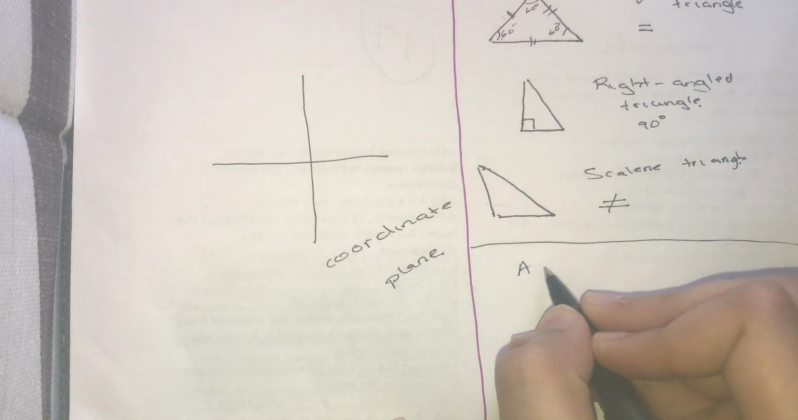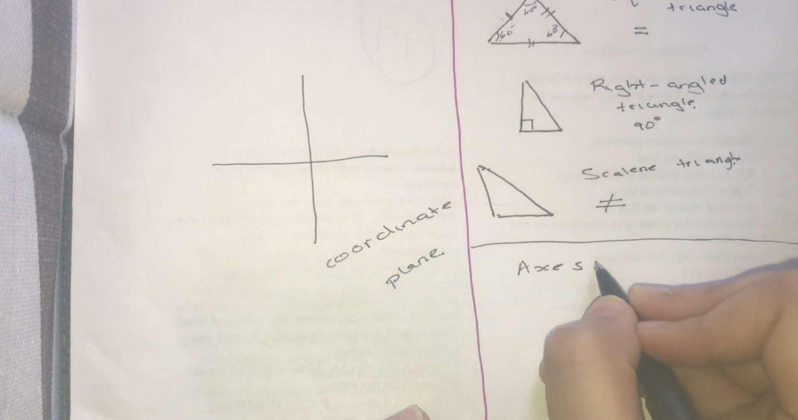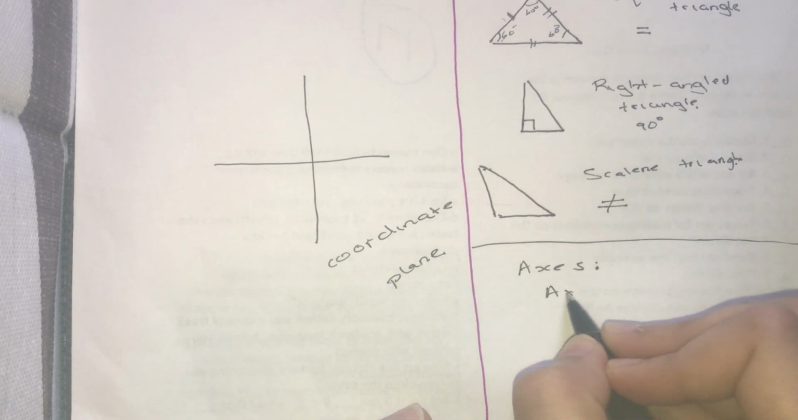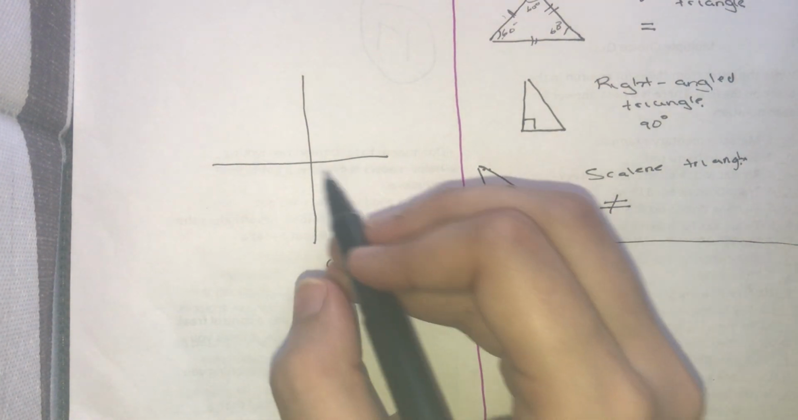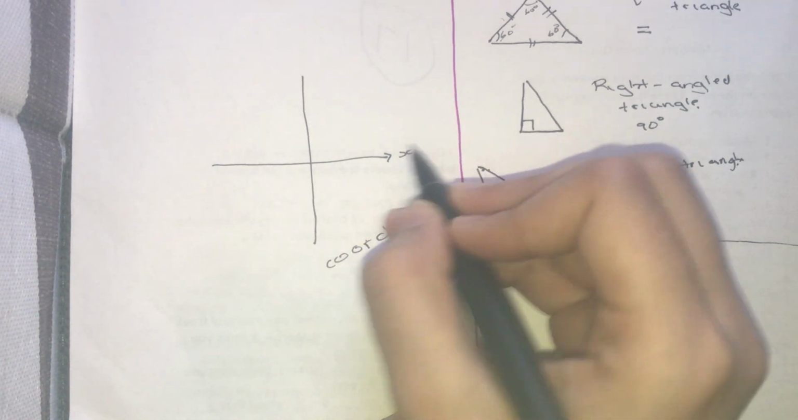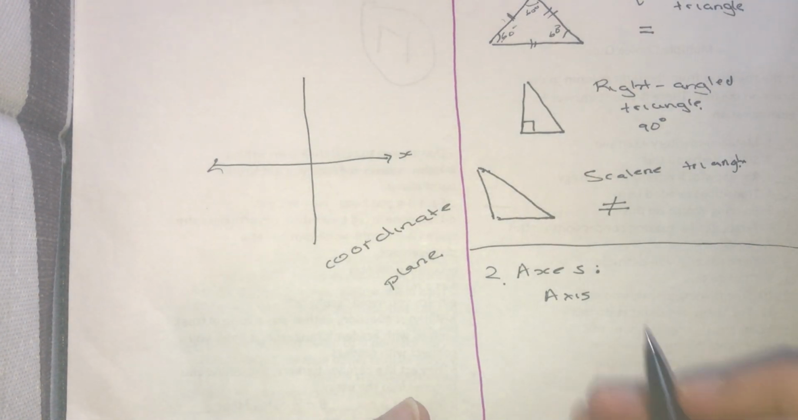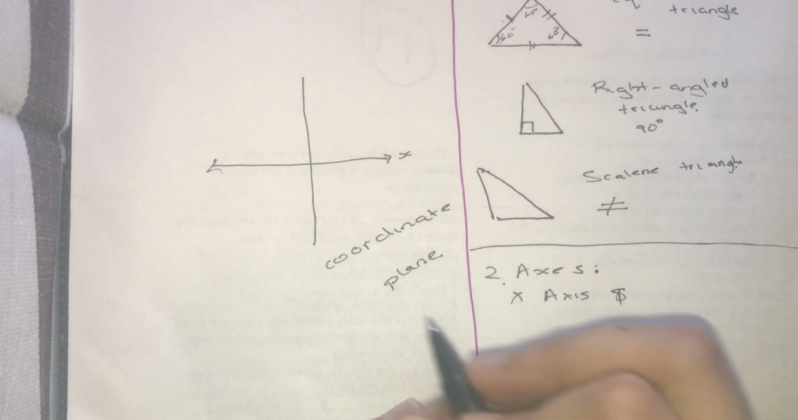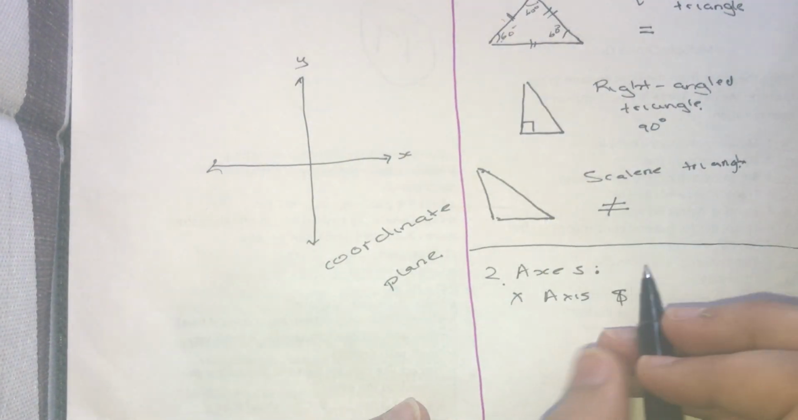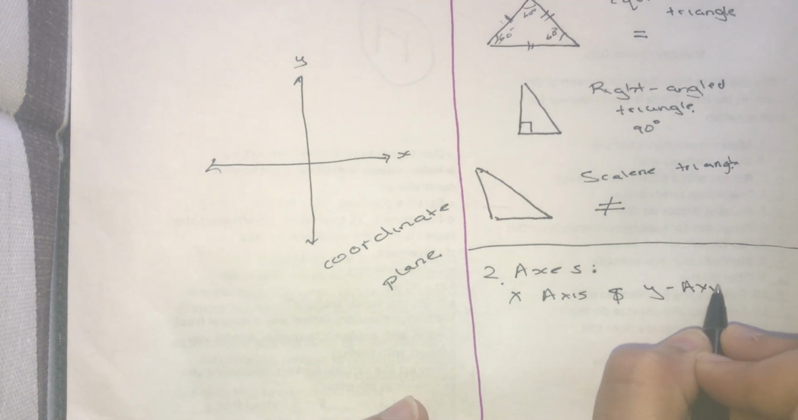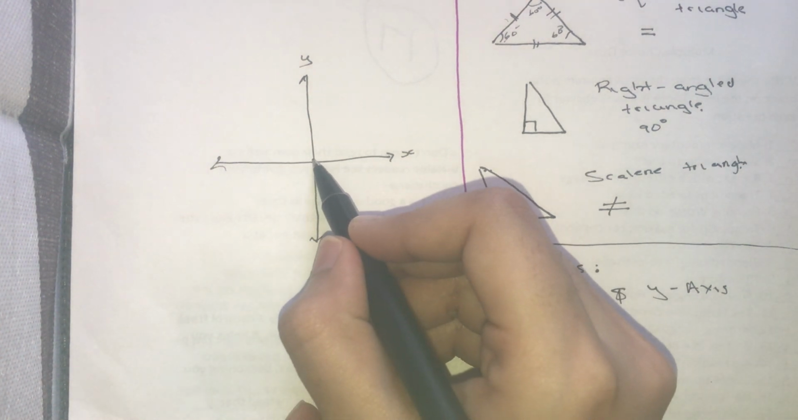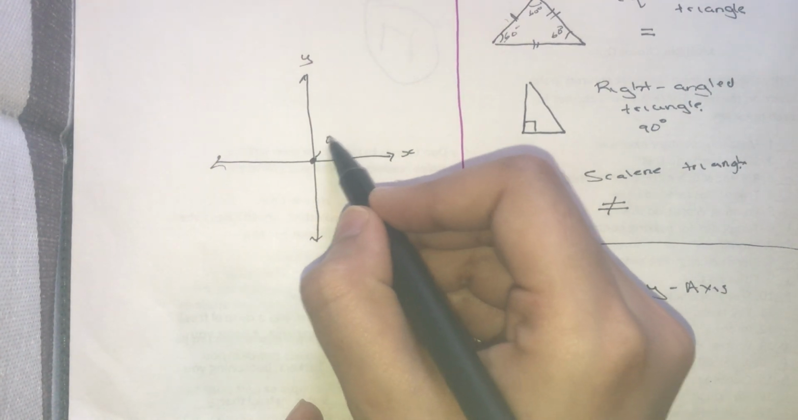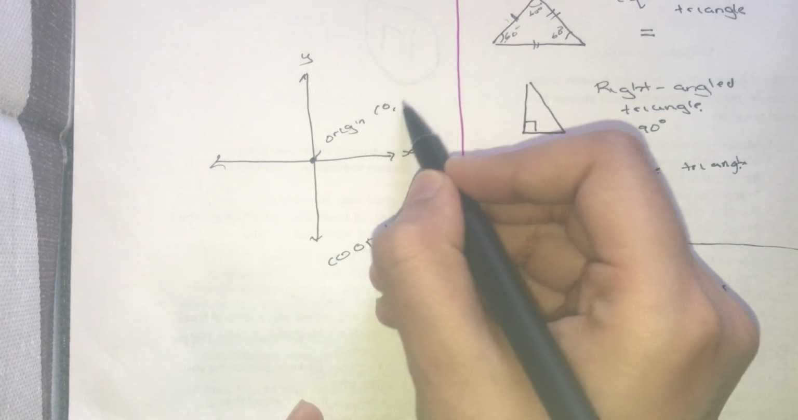So the first terminology of a coordinate plane is axis. Axes stands for 2, and if it's 1, it's axis. It has two axes. So the first axis is the x-axis. The horizontal one is called the x-axis, and the vertical one is the y-axis. Okay, so the two axes intersect at this point here called the origin, which is 0 0.